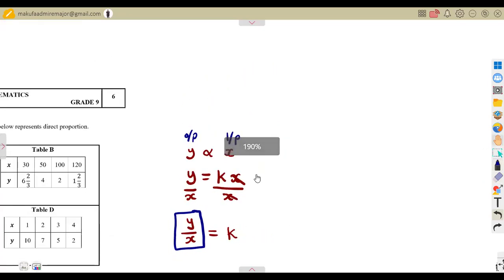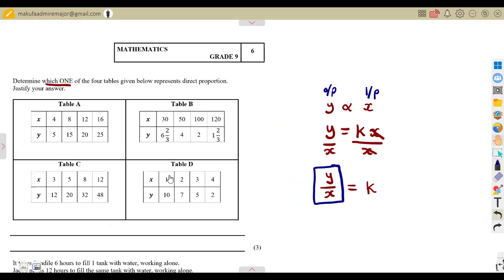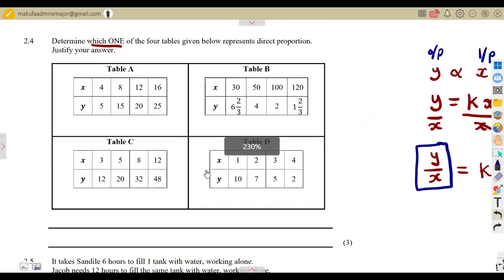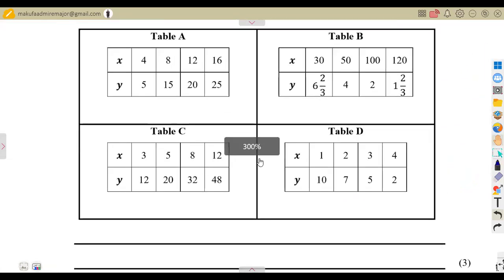Okay, so let's say we are supposed to obtain a constant throughout these divisions. Let's consider table A that we are given. We need just to divide y over x. Yes, you can divide x over y, as long as it gives you a constant. That one does not affect the result at the end.